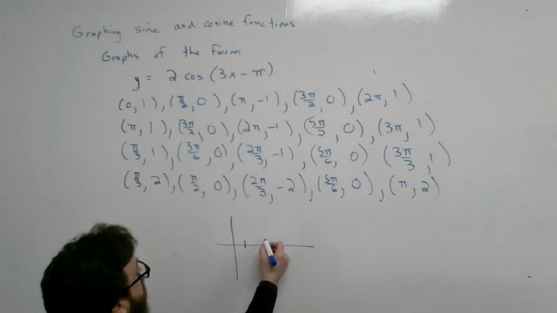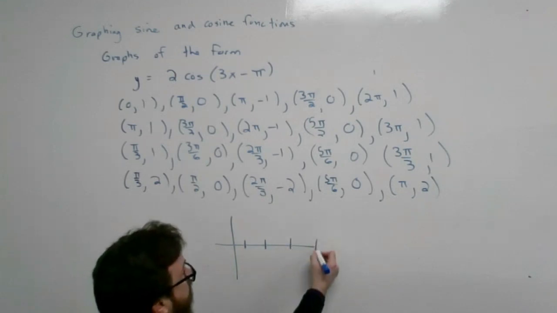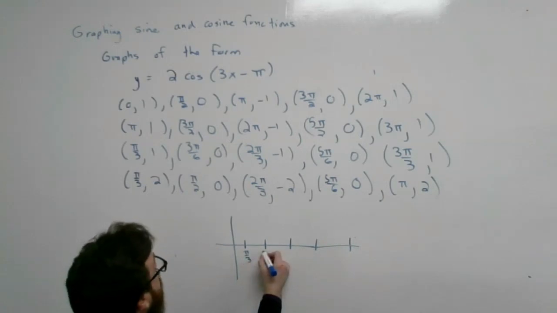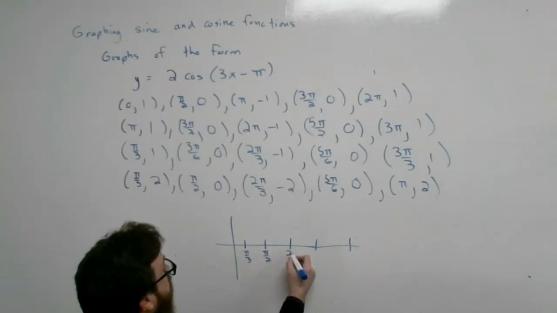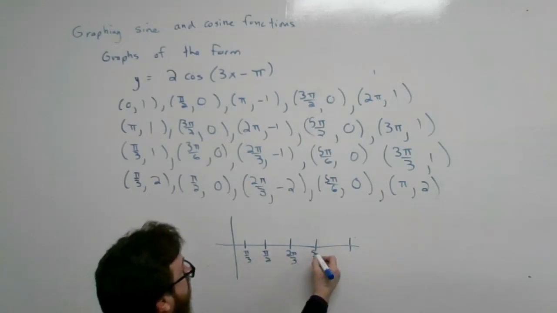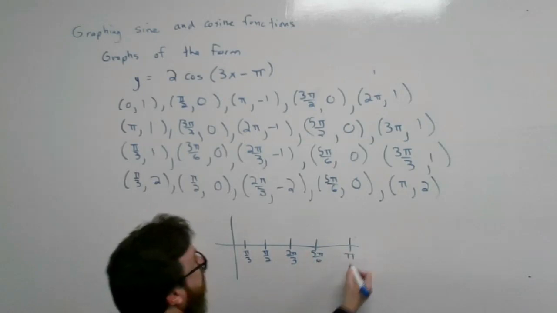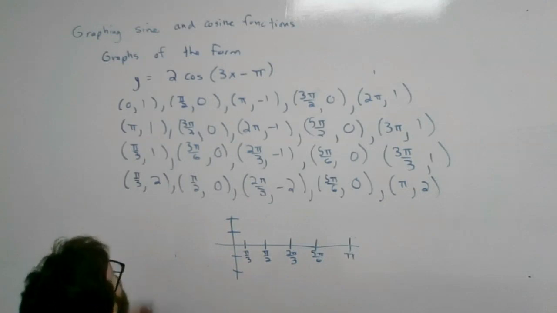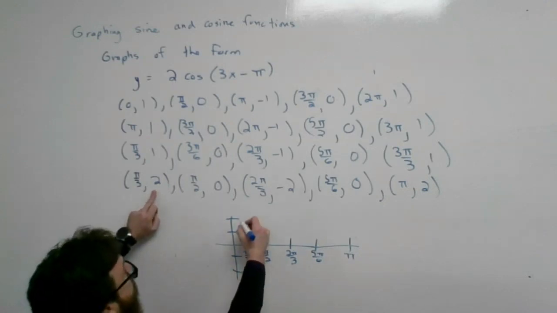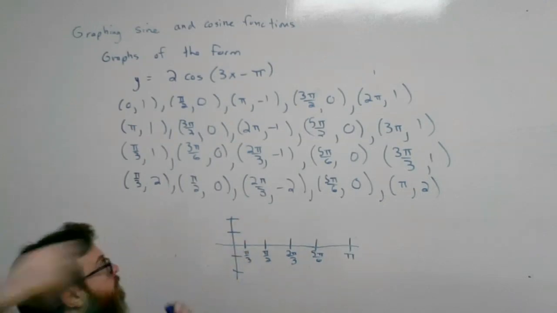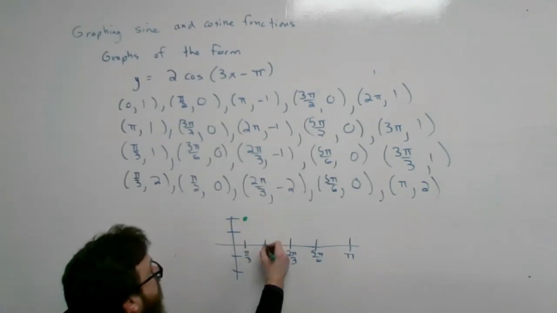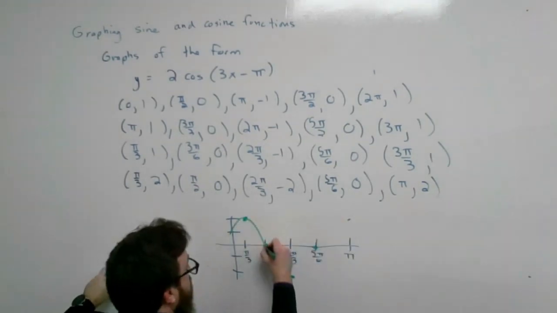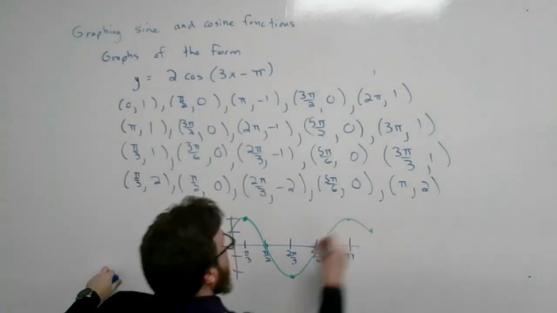Pi over 3, pi over 2, 2 pi over 3, 5 pi over 6, and pi. And then the coordinates are going to be 2 and negative 2. So since it's the cosine, we start at 2 and 0, negative 2, 0 and back to 2. So we get this curve here. Let's tackle that curve.